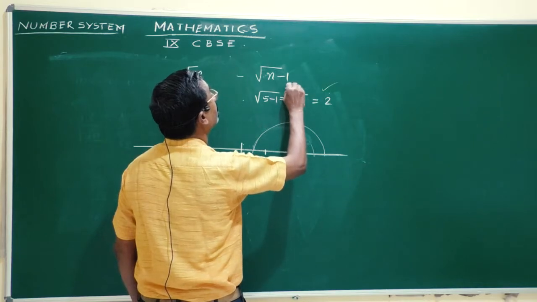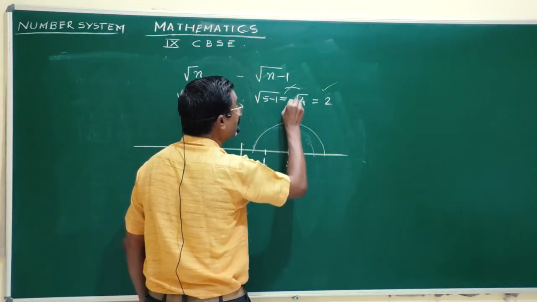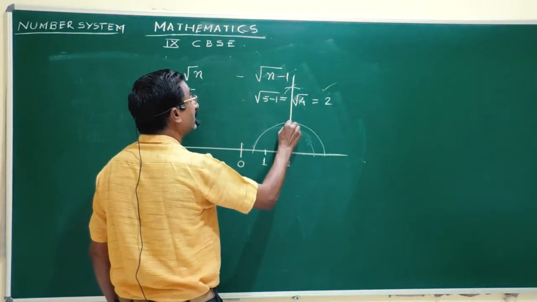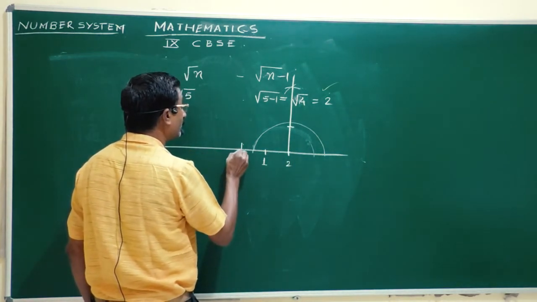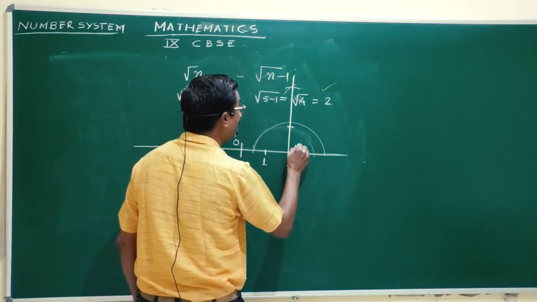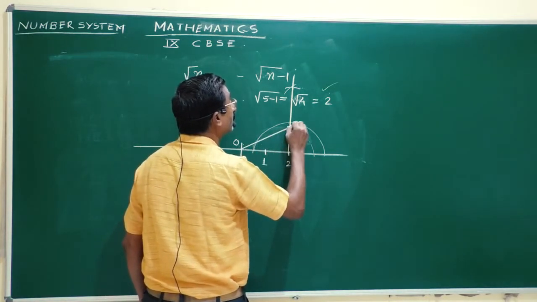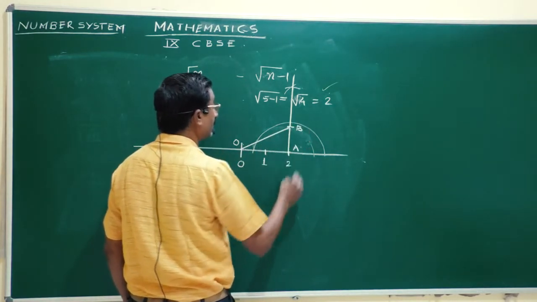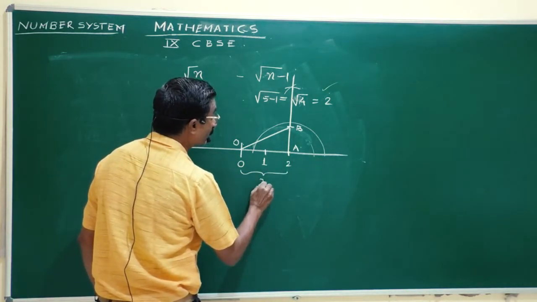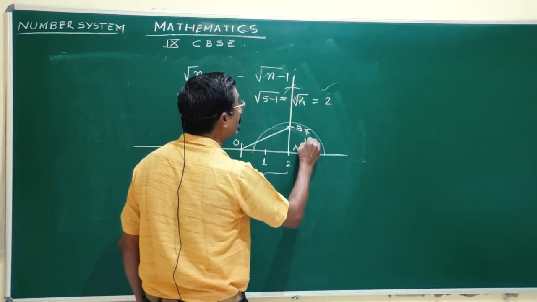Then marking the cut like this, and I will draw the perpendicular here. Then I will measure 1 centimeter distance here. This is say point O. This is point A. Then I will join this O to B. So how much is this? This is 2. How much is this distance? This is equal to 1.